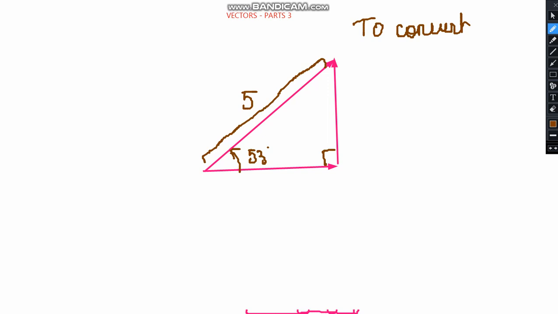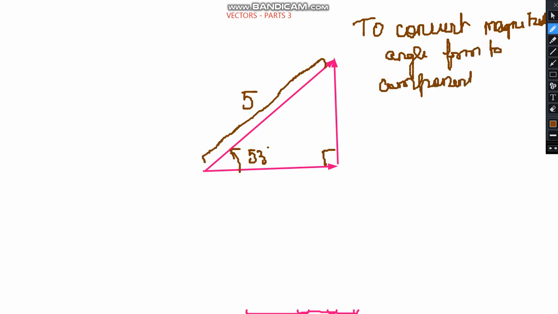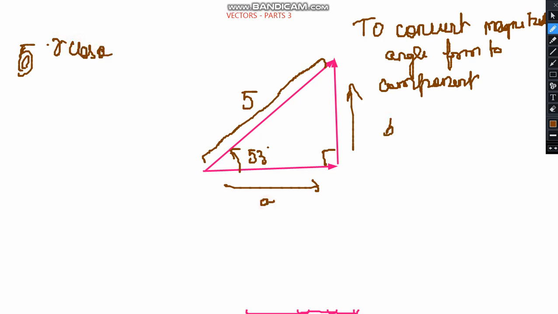The resolution from magnitude angle form to component form, the i cap j cap form, is just in the reverse direction. That's where we are going to use a formula. If the hypotenuse is r, then the base or the adjacent to the angle is equal to r cos theta. Say this is a and this is b, then a equals r cos theta, and b equals r sin theta. Very simple and easy formula.